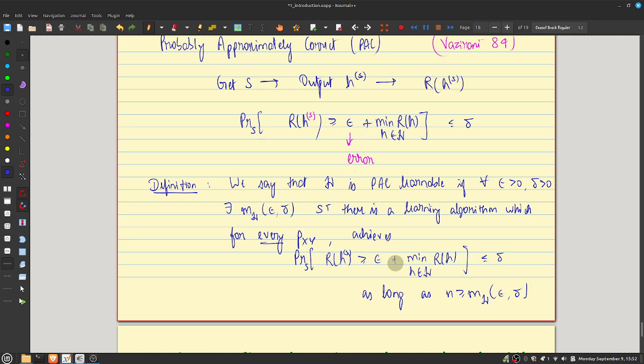M_H depends on the hypothesis class. It's some positive integer, which is allowed to depend on the hypothesis class. It's allowed to depend on epsilon and delta, but independent of the ground truth. So no matter what the ground truth is, you should still do it. N is the cardinality of S. Maybe let me put that explicitly.